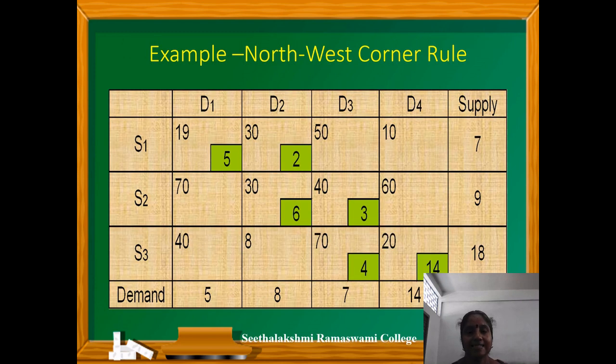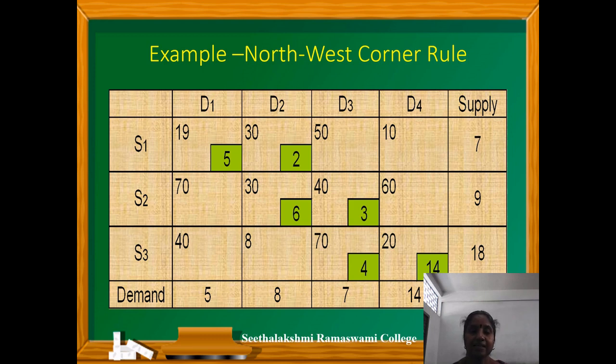Now we are going to see an example of northwest corner rule. So this is an example of source and destination. The supply amount is given as 7, 9, 18. So the supply total is equal to the demand total, 5, 8, 7, 14. So this is an example of a balanced transportation problem also. And in this table, using northwest corner rule, first we have to allocate in the cell 1 1.